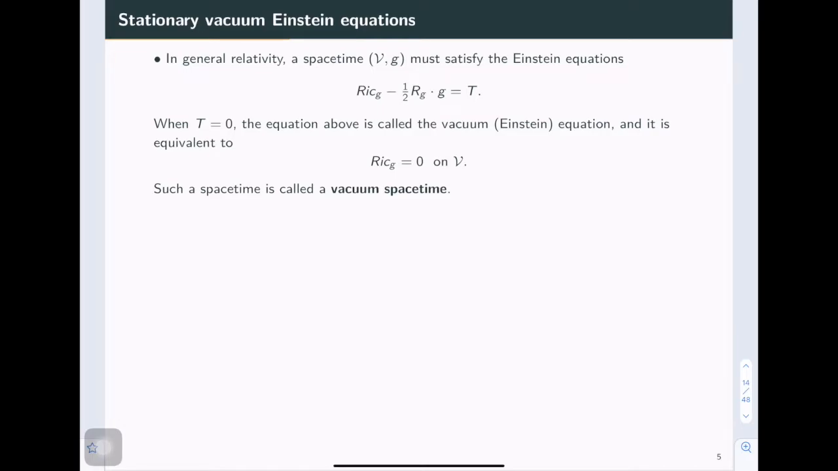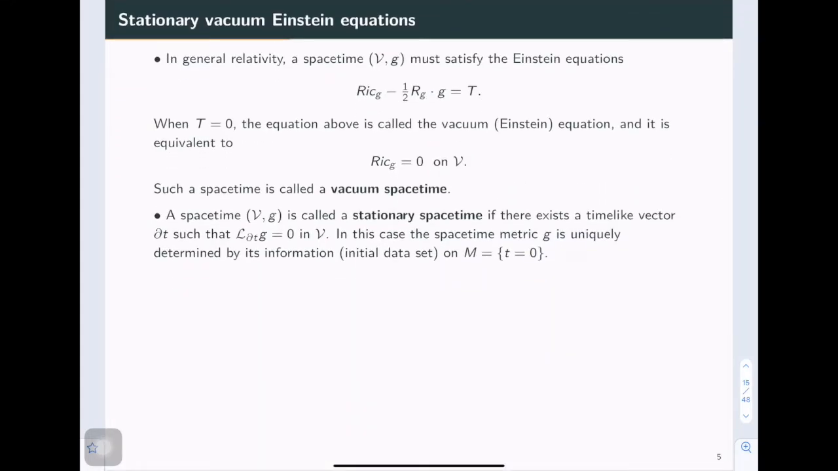In general relativity, a spacetime must satisfy the Einstein equations, which require the Ricci tensor of the metric minus 1/2 the scalar curvature of the metric times the metric tensor to equal a tensor T. Here, T is called the stress-energy tensor. It is determined by the physical matter fields of the spacetime. In the case where T equals 0, this equation is called the vacuum Einstein equation, and the vacuum equation is equivalent to the Ricci flat equation. Such a spacetime is called a vacuum spacetime.